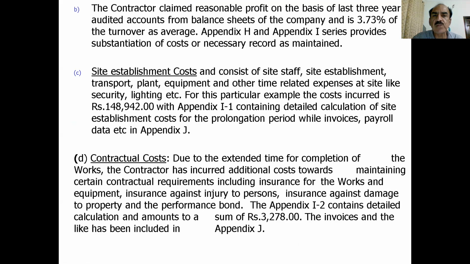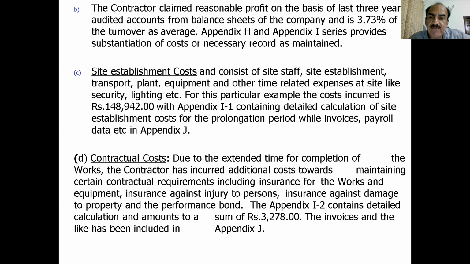Site establishment cost. This cost was related to the home office cost, and then site establishment cost consists of site staff, site establishment, transport, plant, equipment, and other time-related expenses at site like security and lighting. For this particular example, the cost incurred is worked out in Appendix I, containing detailed calculation of site establishment cost for the prolongation period, while invoices, payroll, etc. are in Appendix J.